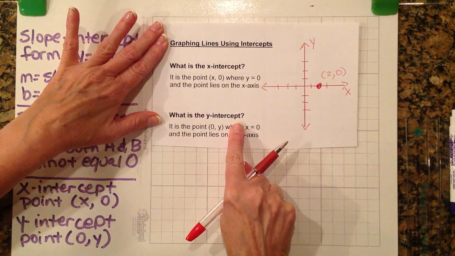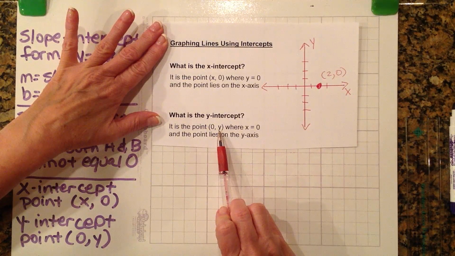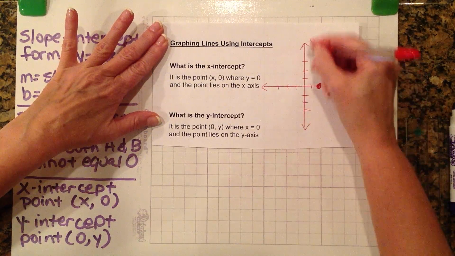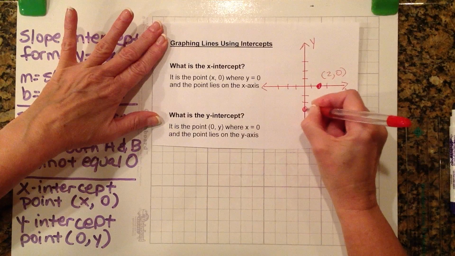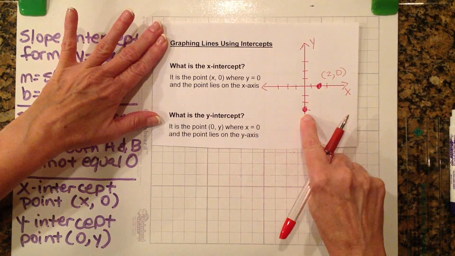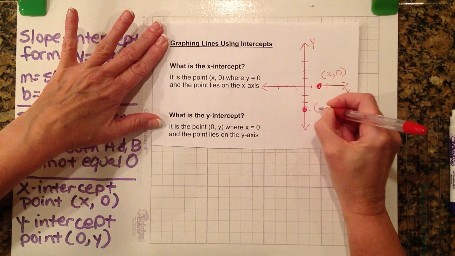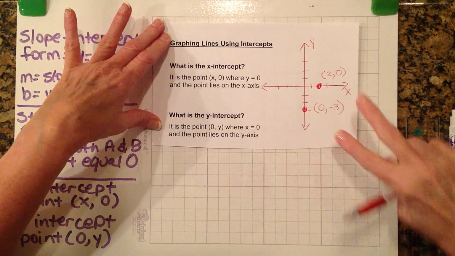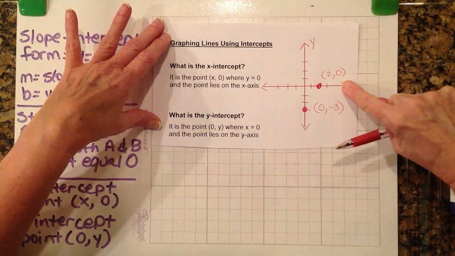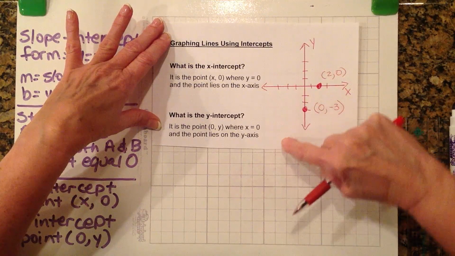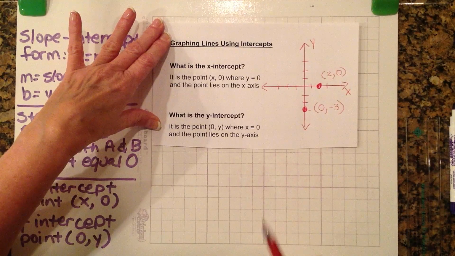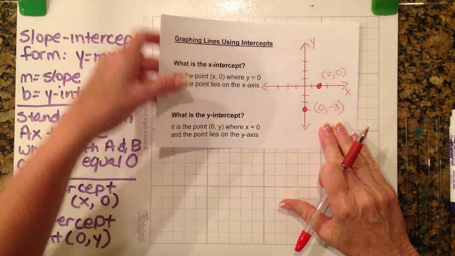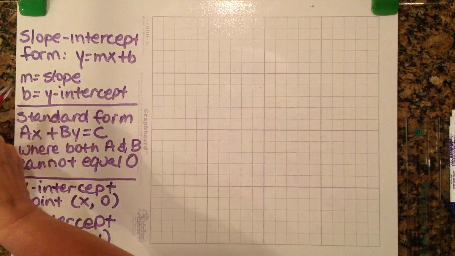That's where it hits the x-axis. What is the y-intercept? It is the point (0, y) where x equals 0 and the point lies on the y-axis. So I'll just pick a point on my y-axis here. How about this one right here? See, it's on the y-axis, and what is that point? That's the point (0, negative 3). So that's what I mean. When you graph using intercepts, you're only graphing 2 points. One on this axis and one somewhere on that axis. Then you're just drawing a line right there. So when you graph with intercepts, you really are just drawing 2 points and then connecting them with your ruler or your straight edge and drawing the line.